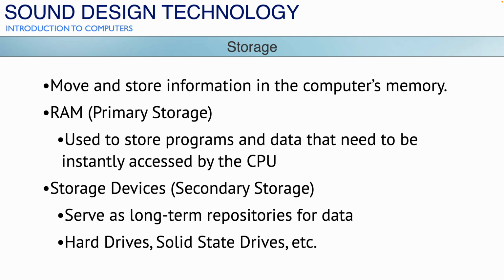All right, storage. Storage is how the computer moves and stores information around inside of the computer. As it collects information from us or from other computers through the input devices, it has to put that information somewhere while it's working on it, doing math on it and making decisions about it. So it has to have some ability to store that information while it's working on it before it sends it back out. There are two main kinds of storage. There's primary storage and secondary storage.